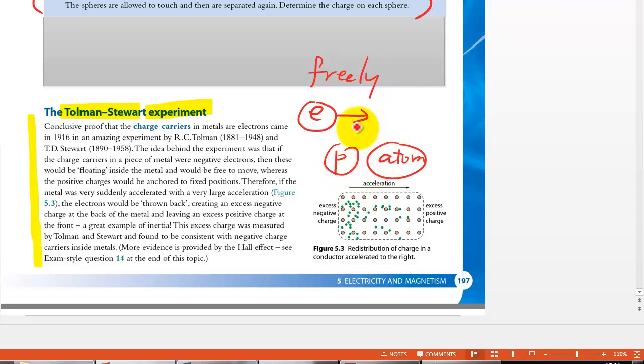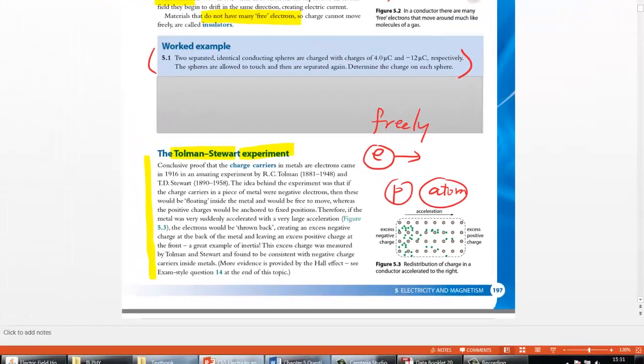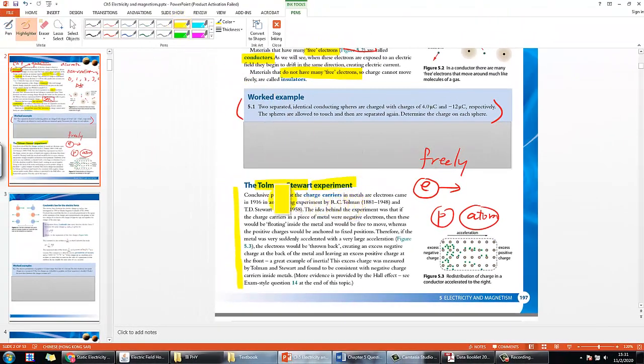So one way of doing an experiment is to think about it, and the way that these two scientists did, more than 150 years ago, was to accelerate a piece of metal. It's a very, very smart way to do it, to accelerate a piece of metal.